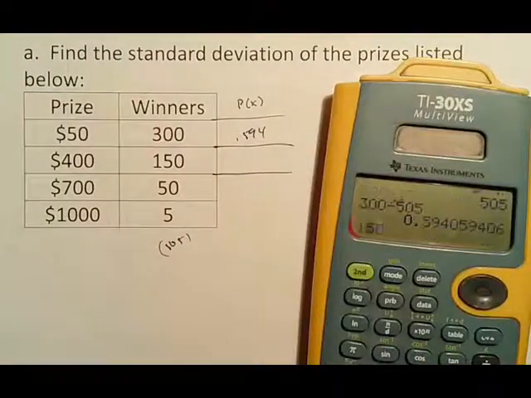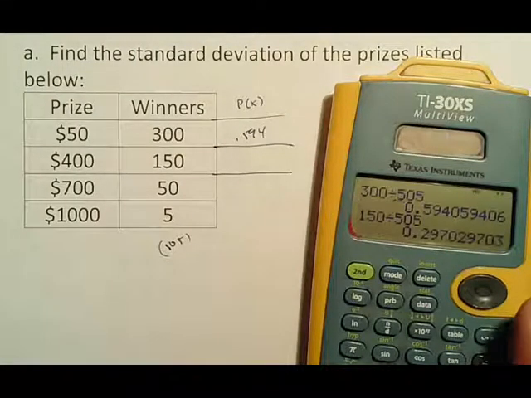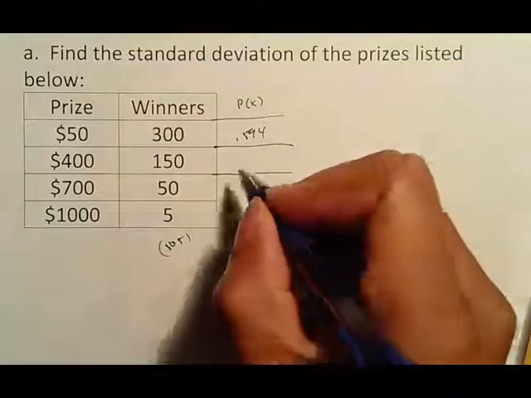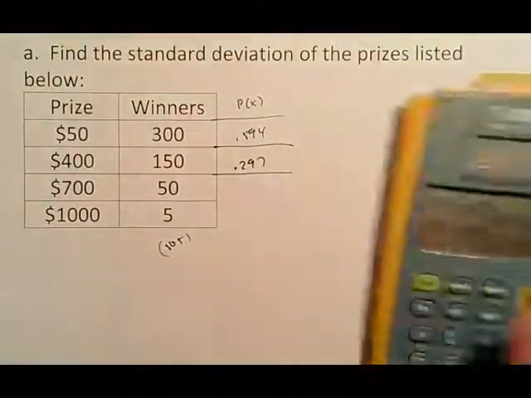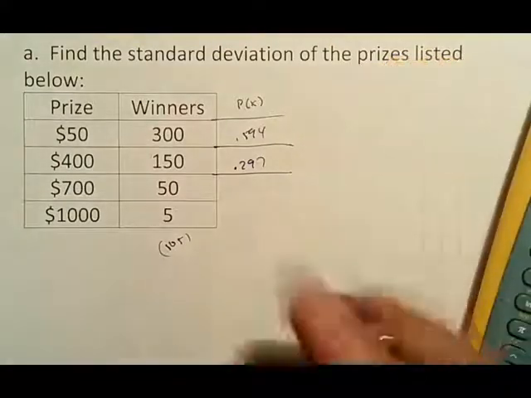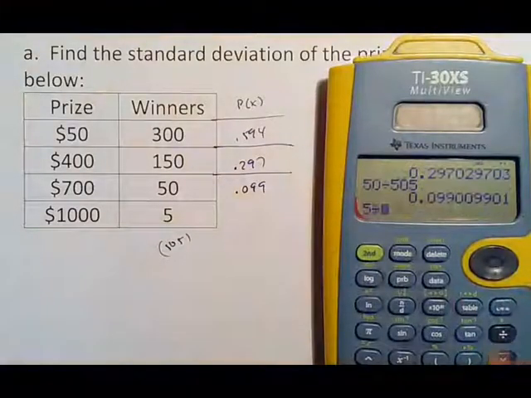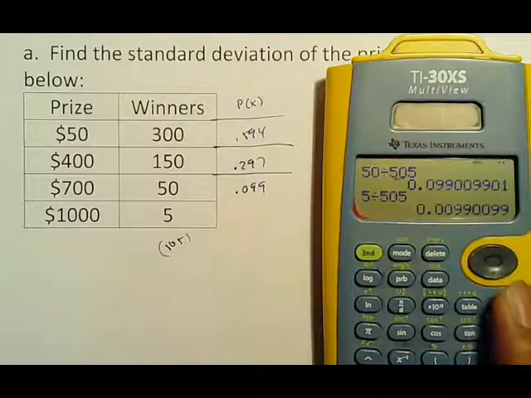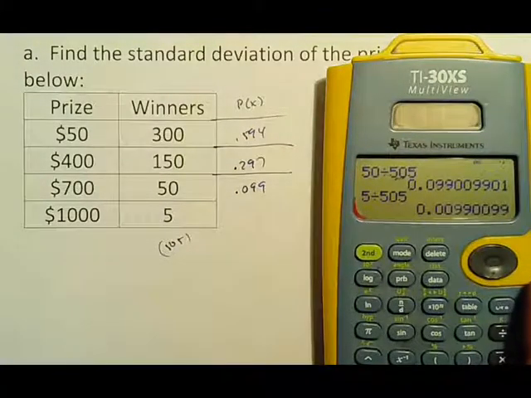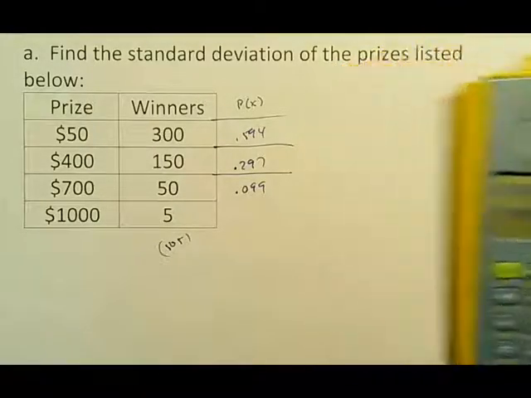150 divided by 505 is 0.297. 50 divided by 505 is 0.099. And 5 divided by 505 is, that 9 would bump that up, so it would be 0.01.